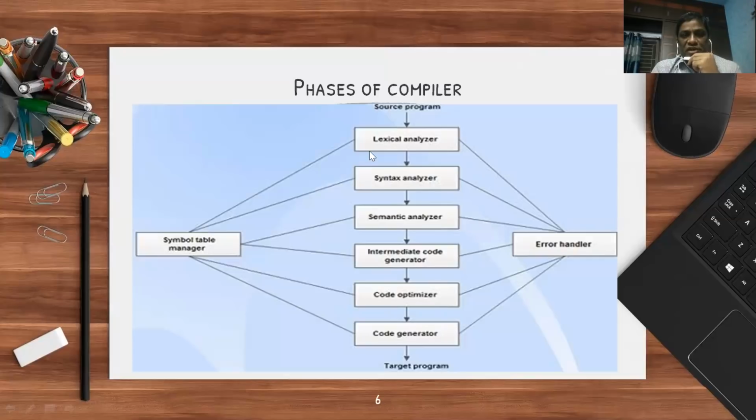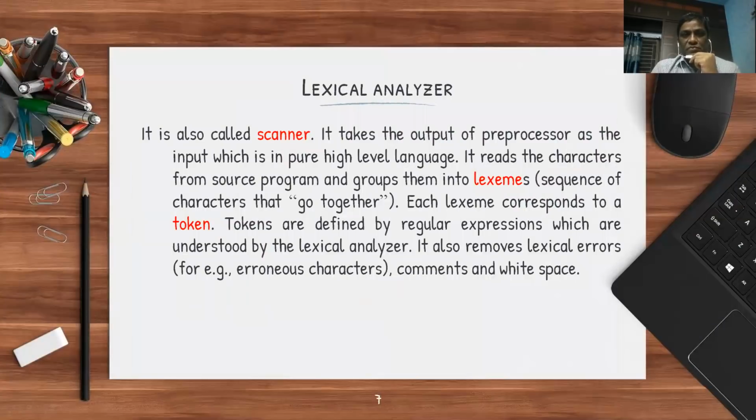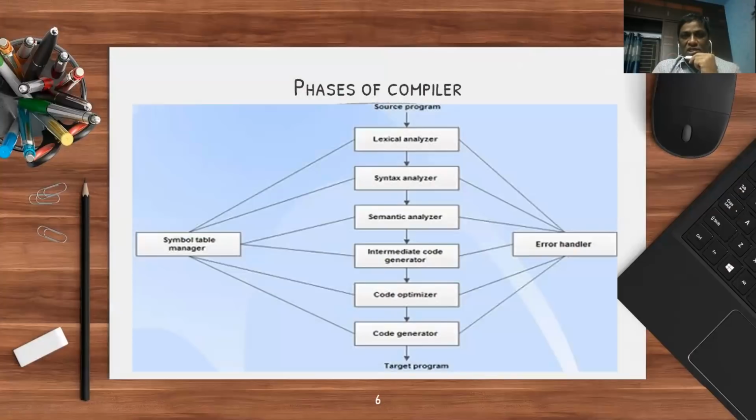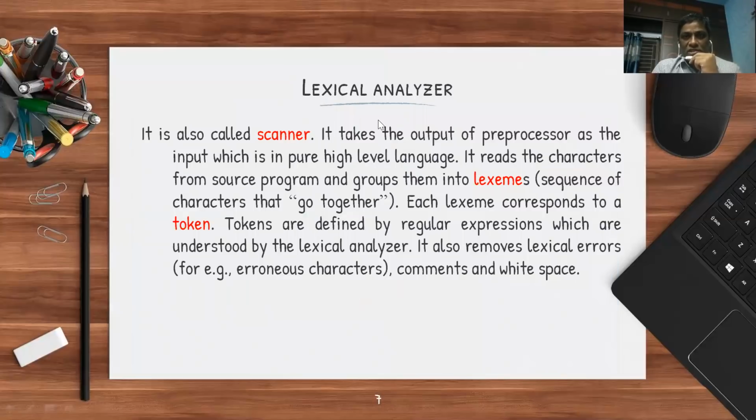Just read all these phases again to understand what exactly happened. Now we will discuss all these phases one by one and what happens in each of them. Lexical analyzer is the first phase. So what do we supply to the lexical analyzer? The source program is supplied to the lexical analyzer, and it converts it into a list of tokens.